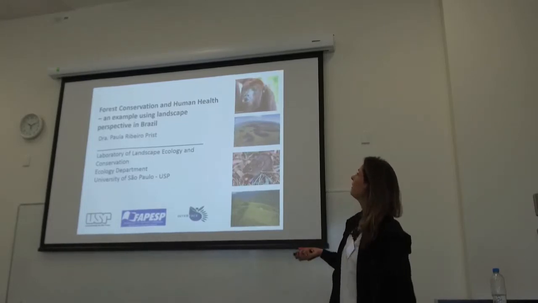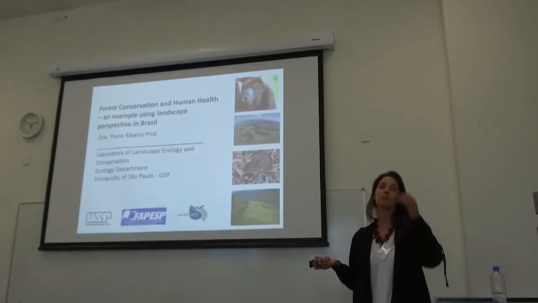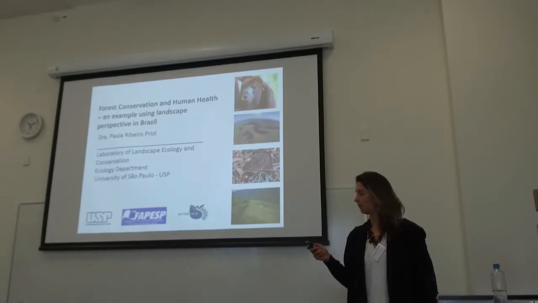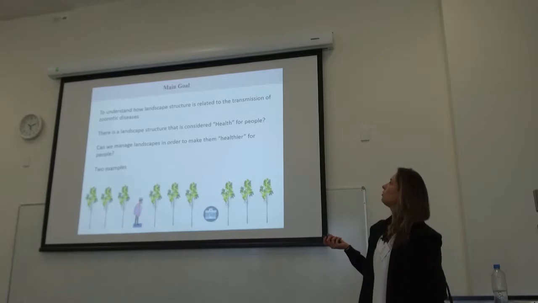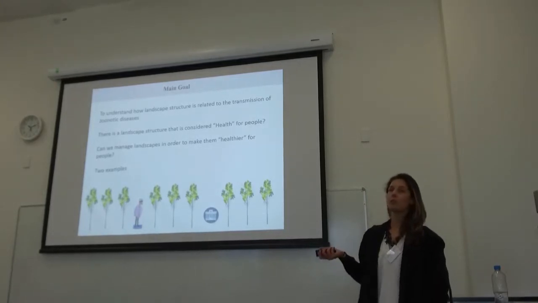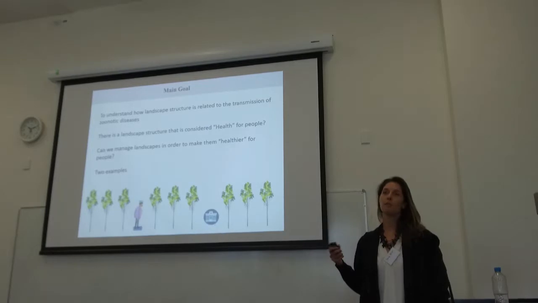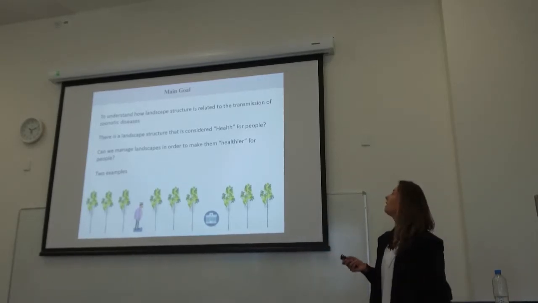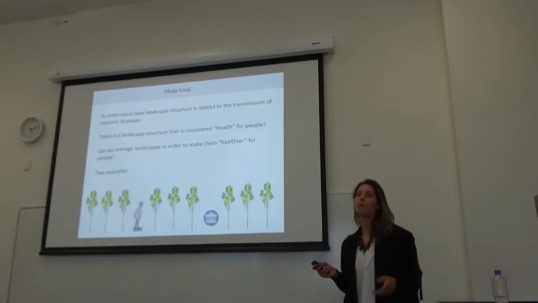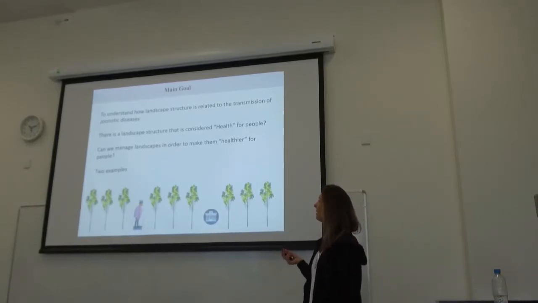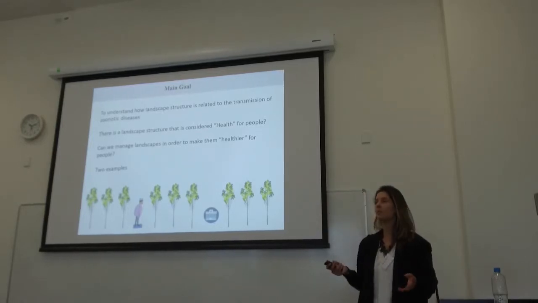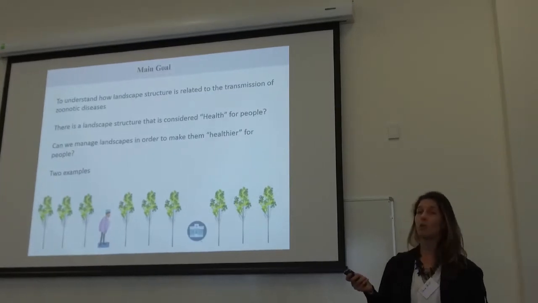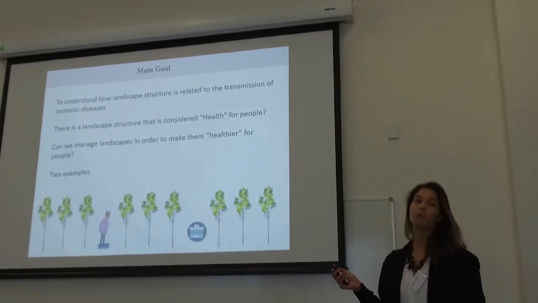to talk about forest conservation and human health in Brazil, and I'm trying to show how we are using a landscape perspective to do our research. So our main goal is to understand how landscape structure is related to the transmission of some zoonotic diseases, and to understand if there is a landscape structure that is considered healthy for people. Because if we are able to understand that, maybe we can manage landscapes in order to make them healthier for people in the future. So I'm going to show you two examples of what we are doing in Brazil.